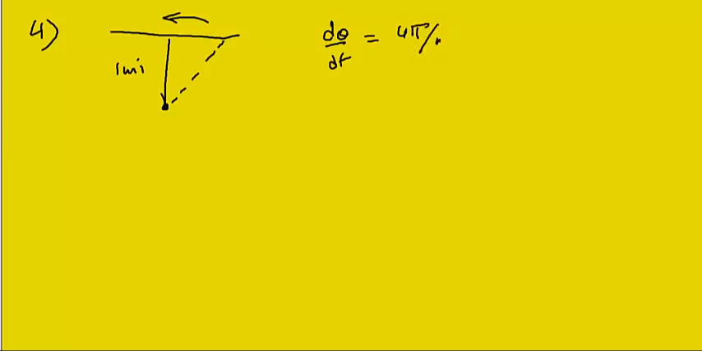Alright. A revolving searchlight on an island 1 mile from the straight shoreline. Okay, here's the straight shoreline. Here's 1 mile from the straight shoreline. Okay, so this is 1 mile. It turns at the rate of 2 revolutions per minute, counterclockwise direction. So that means it's going in this direction here. 1 revolution is 2π, so 2 revolutions means 4π. So that angle is changing. dθ/dt is 4π per minute.